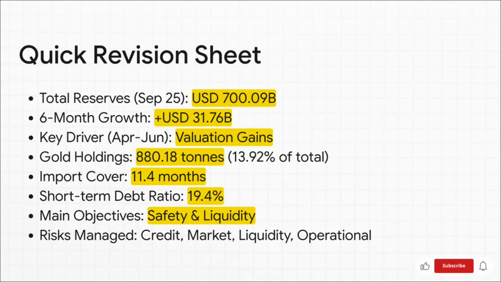So the crucial point here is understanding not just the numbers, but the story they tell about the strength and resilience of India's external sector. And that leaves us with a key question to think about. How will this robust reserve position influence India's future monetary policy and its global standing?